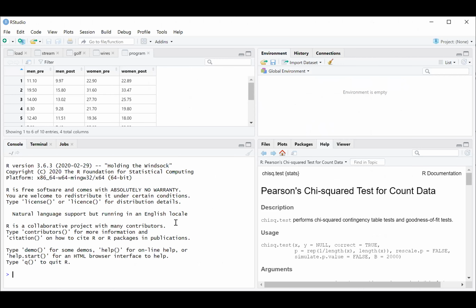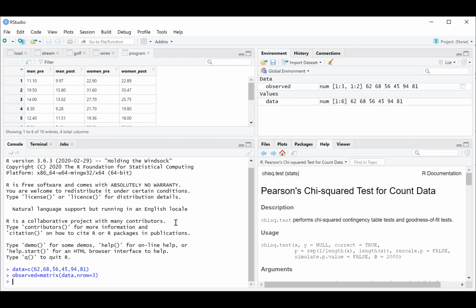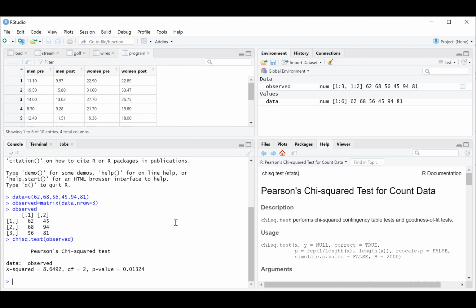So let's create our data. Remember, it's done by column. We create a matrix out of it, 3 rows. We see our data here matches that from before, and we do a chi-square test of it. And we get a chi-square value of 8.6492.